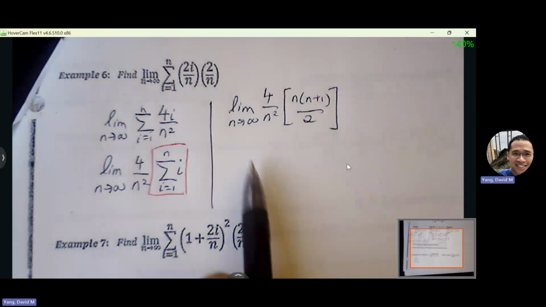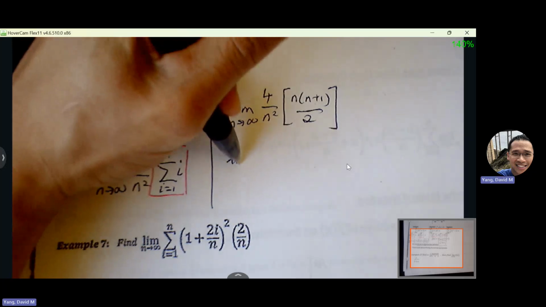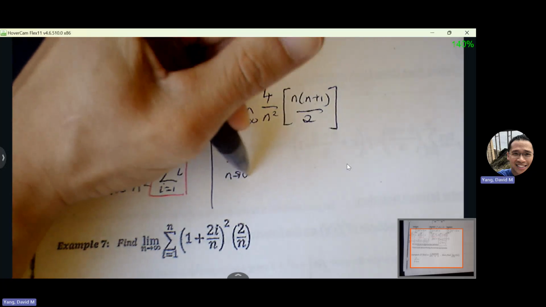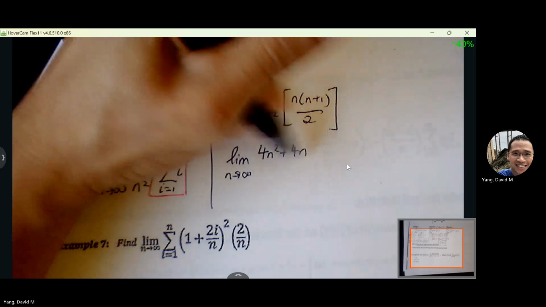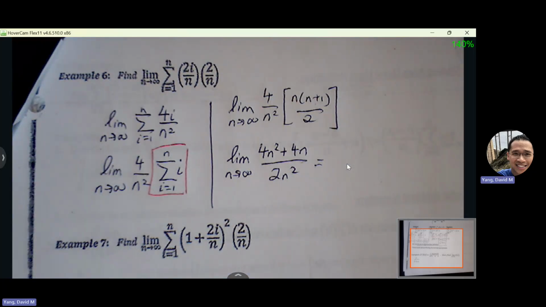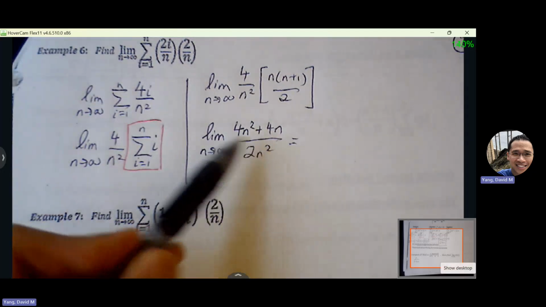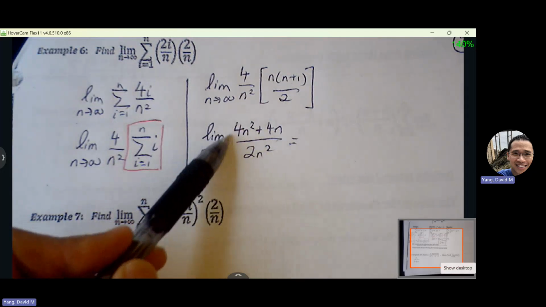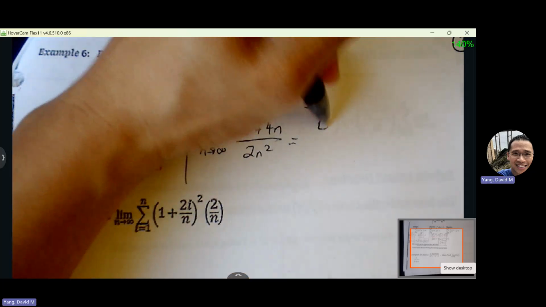And now I can just expand this out and again compare degrees and use that to help me figure out what the limit is. Okay, what do you notice? Degrees are the same. So ratio of the coefficients, what do we get? Yeah, 4 over 2, which is 2.